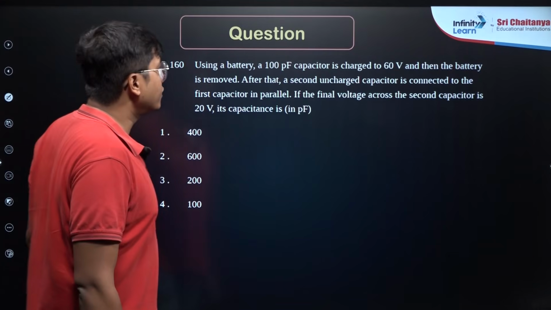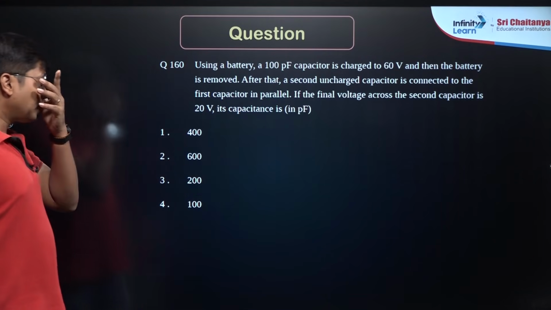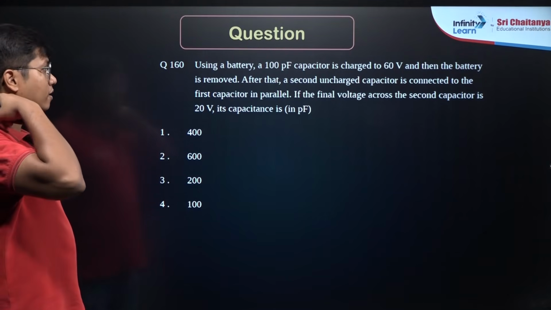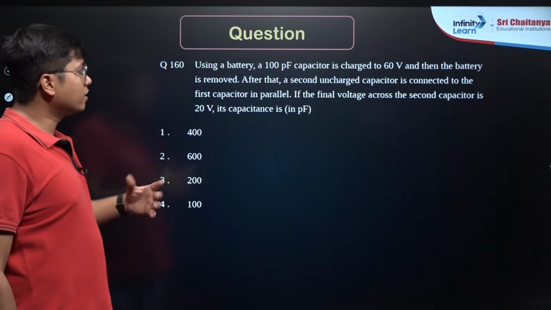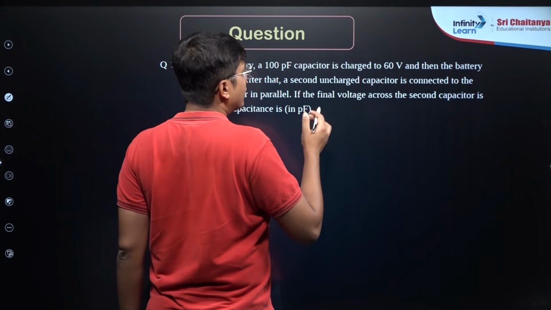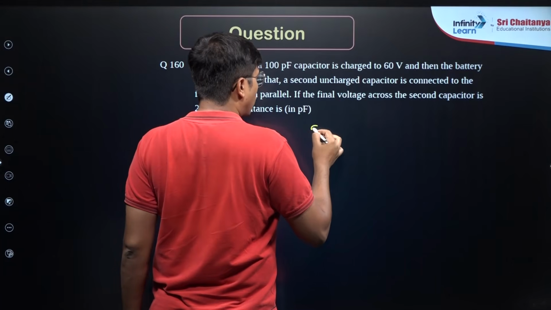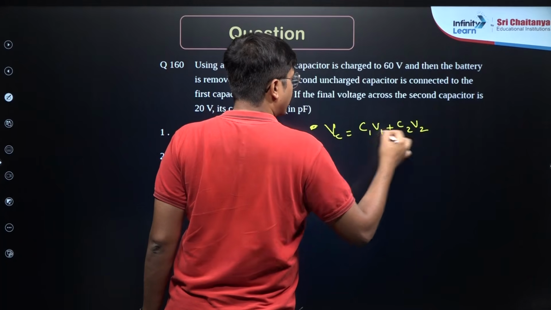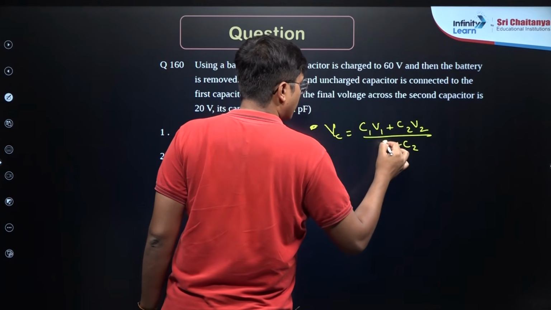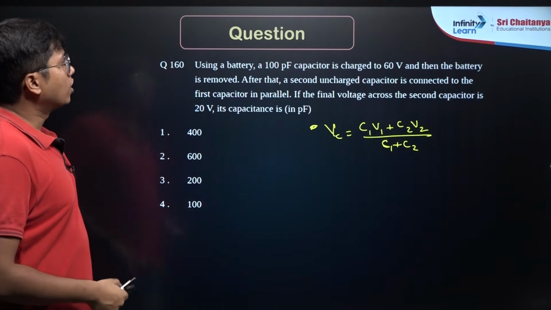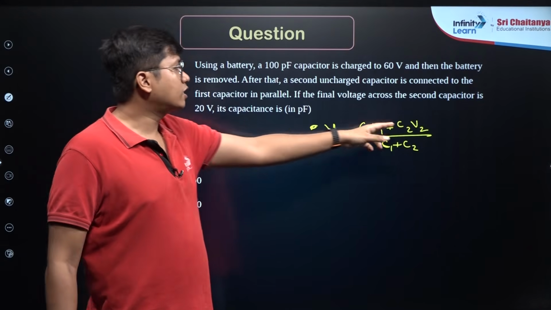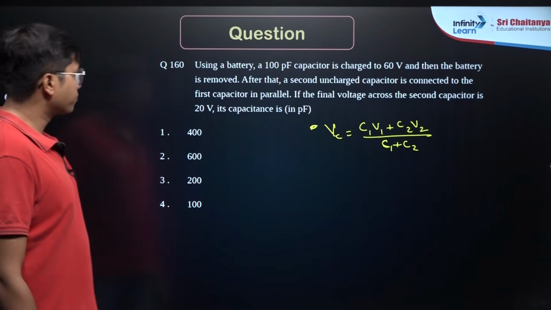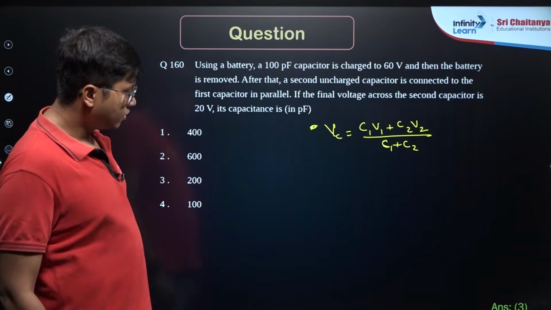This says using a battery, a 100 picofarad capacitor is charged to 60 volt and then the battery is removed. After that, a second uncharged capacitor is connected to the first capacitor in parallel. If the final voltage across the second capacitor is this. So over here, you can just find the common potential, which is C1V1 plus C2V2 divided by C1 plus C2. Now, you know C1V1, and for C2V2, the second one is uncharged, so that is anyway 0. Plug them in, the common potential is provided. You can find the other capacitance. This is option 3.